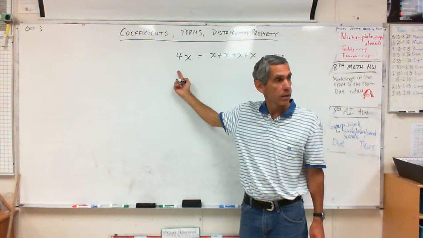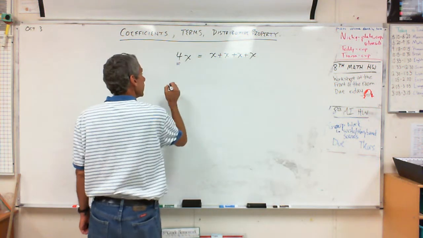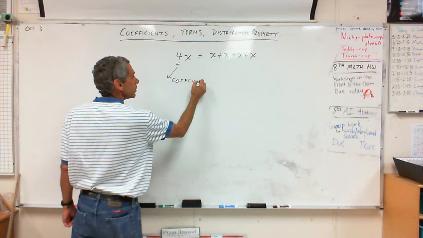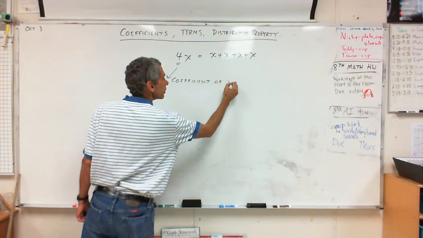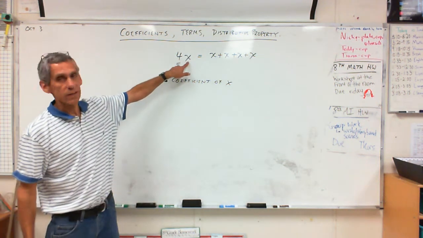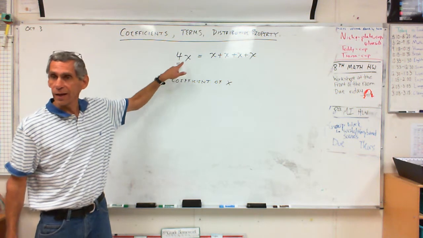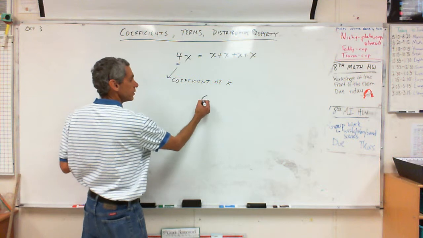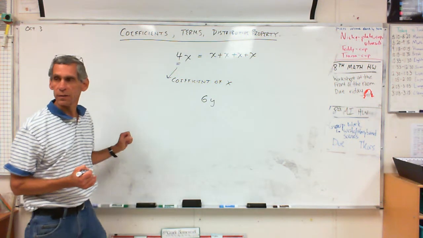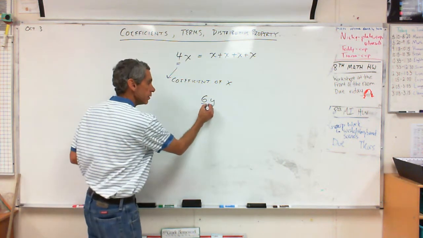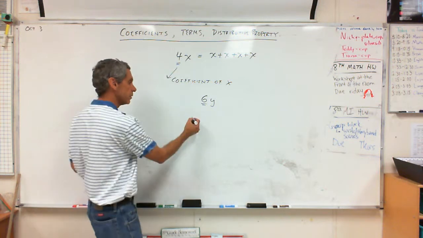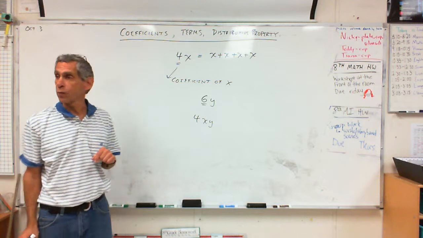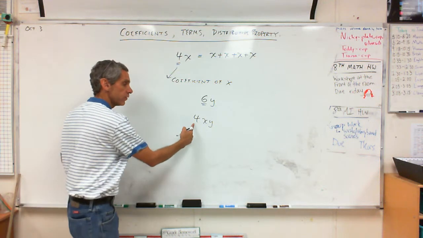That 4 is called the coefficient of x, because it's next to the x. So it's the number next to the x that's the coefficient of x, right? If I said 6y, what's the coefficient? 6. Right. Now, the book will talk about this. They'll say something like this: if you had 4xy, what's the coefficient of xy? 4. The coefficient of xy is 4.